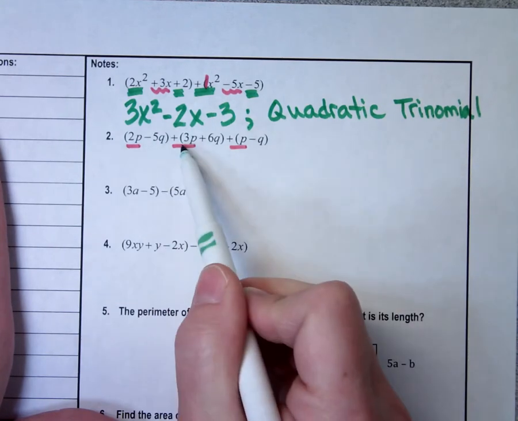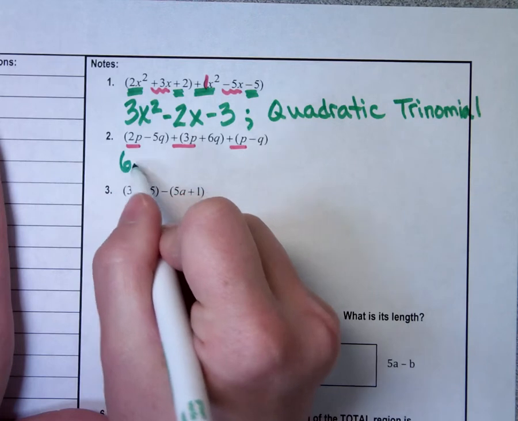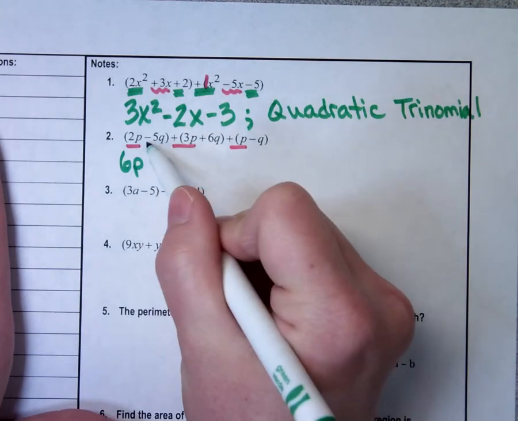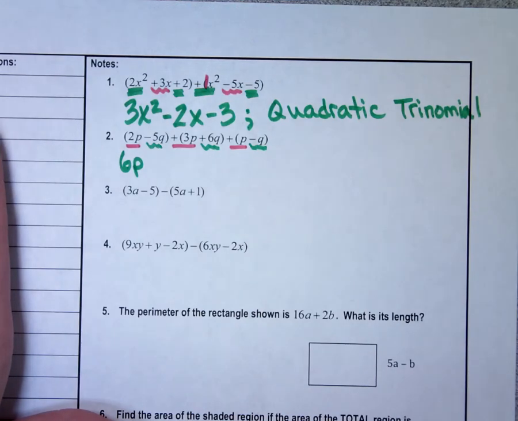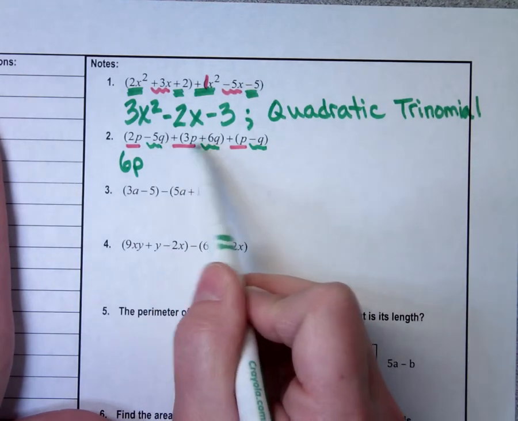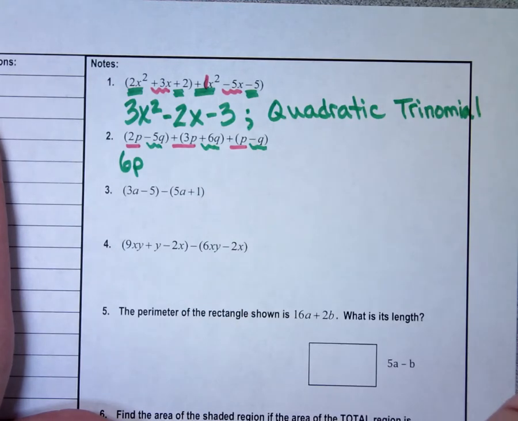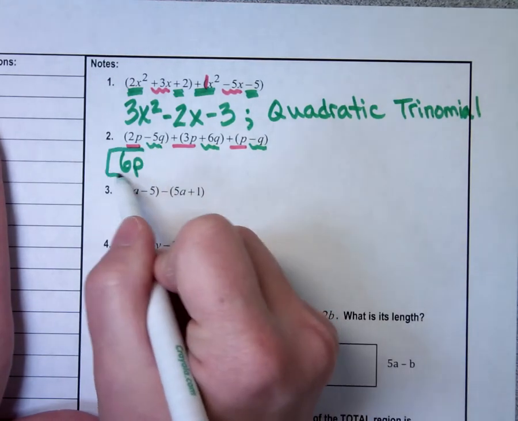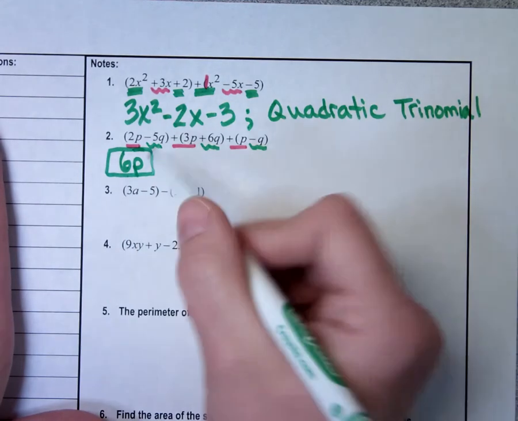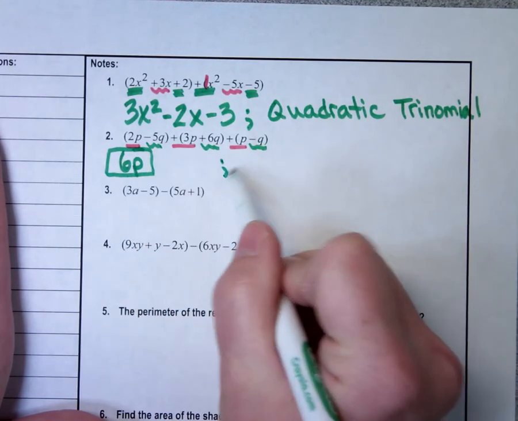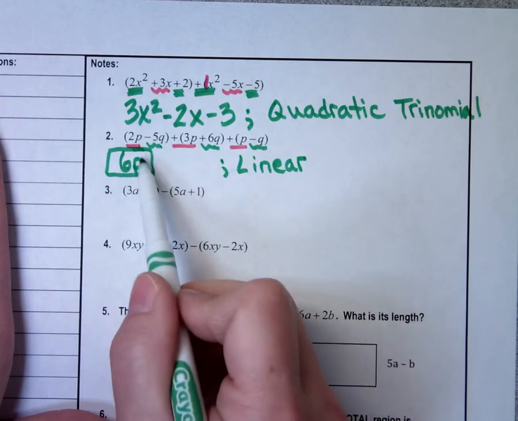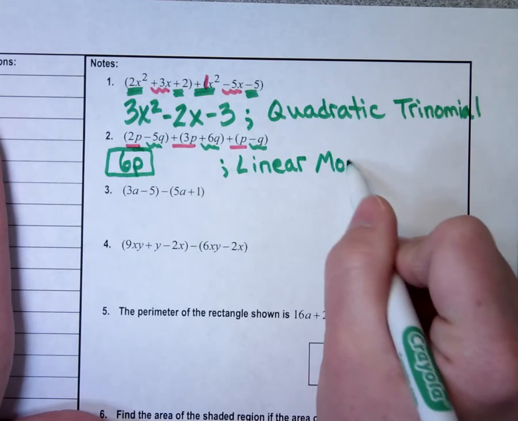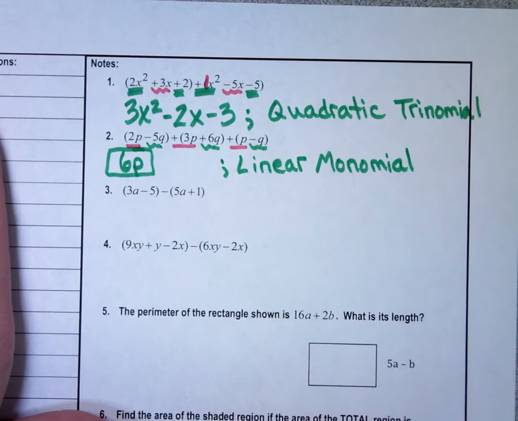And what is 2p plus 3p plus p? 6p. And then let's combine all of our q's. What's a negative 5q plus 6q minus q? And what do you get? Negative 5 plus 6 is 1. 1 q minus q is 0 q's. There's no q's at all. So all we're left with is 6p. Okay, my highest exponent is a 1, so I can call this linear. And since there's only one term, I call this a monomial. A linear monomial.